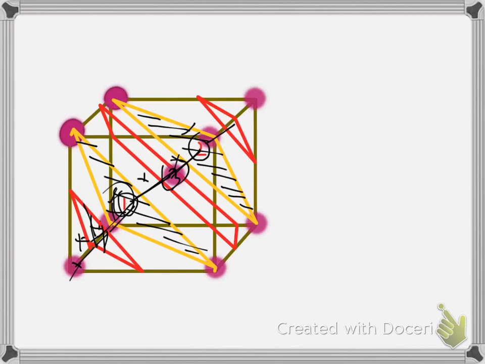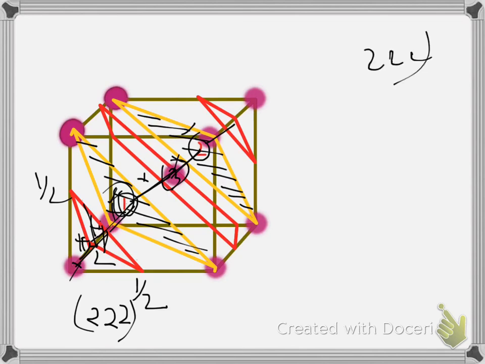So you have to name the first plane which is close to the origin, that is this one. In the x axis the intercept is 1 by 2, in the y axis it is 1 by 2, the z axis also 1 by 2, then we will get 2 2 2 as the Miller indices. So this is the 2 2 2 plane in BCC. So we have completed the 9 planes: 3 in simple cubic, 3 in BCC and 3 in FCC.